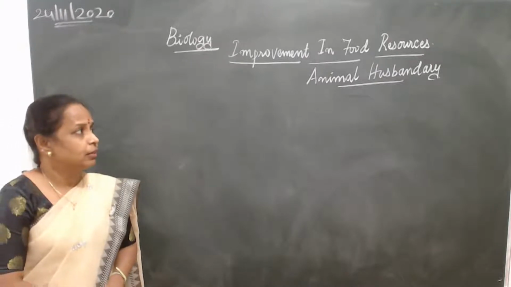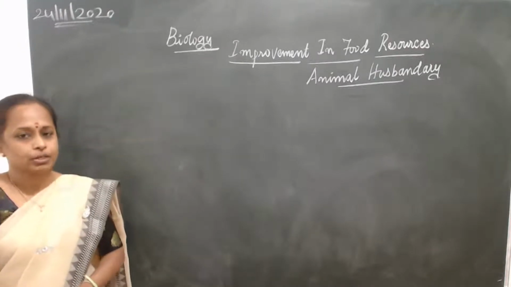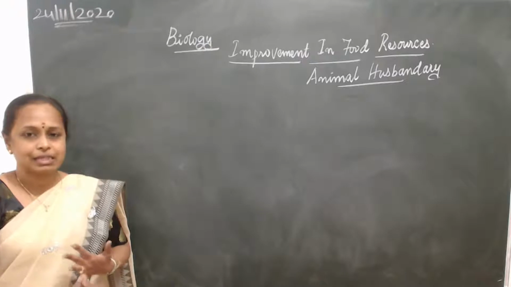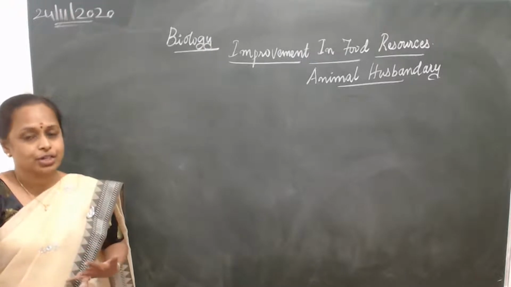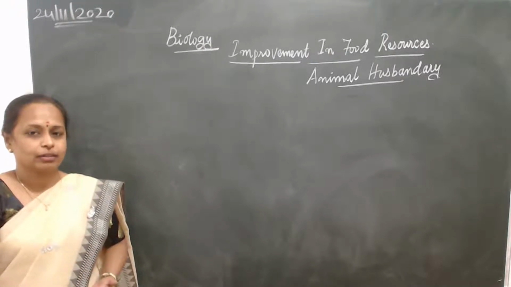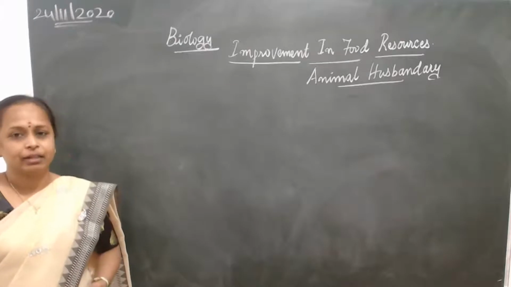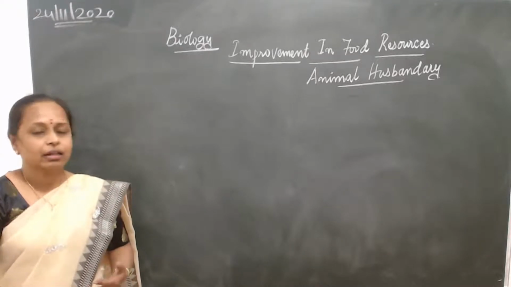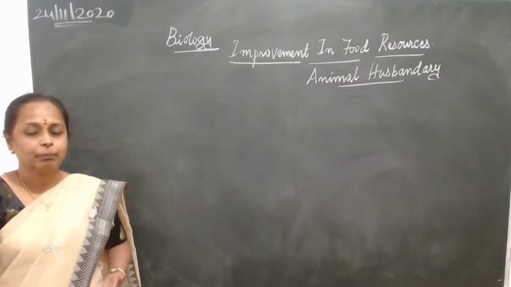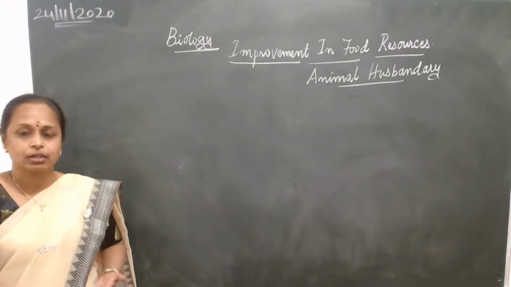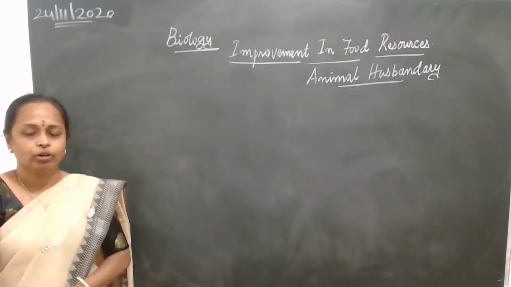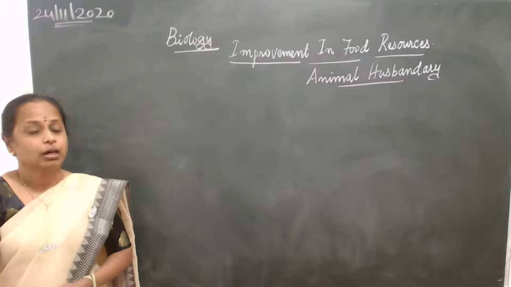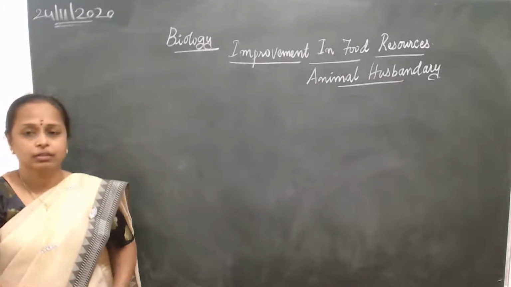So, animal husbandry can be defined as the branch of biology which deals with C, that is caring, S, sheltering, F, feeding, and breeding. Caring, sheltering, feeding, and breeding are the 4 points to be taken into consideration when we are going for animal husbandry. Then, what can be included under animal husbandry?